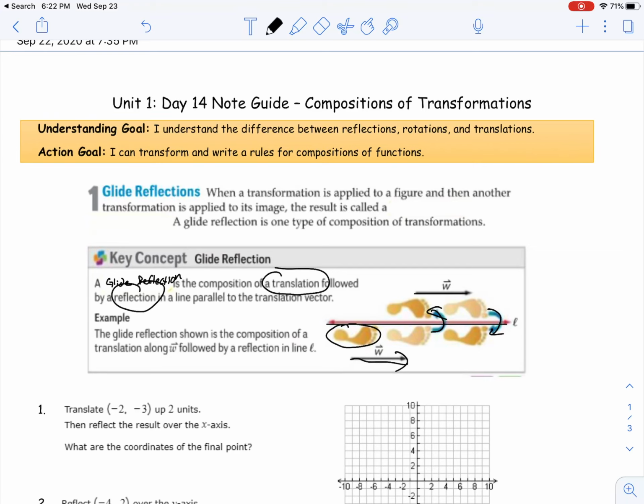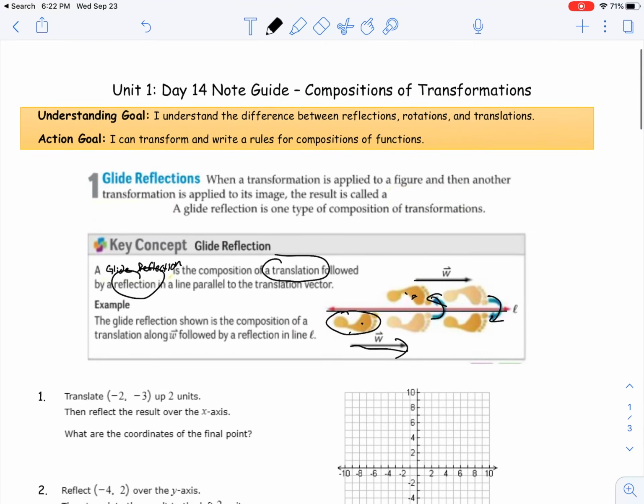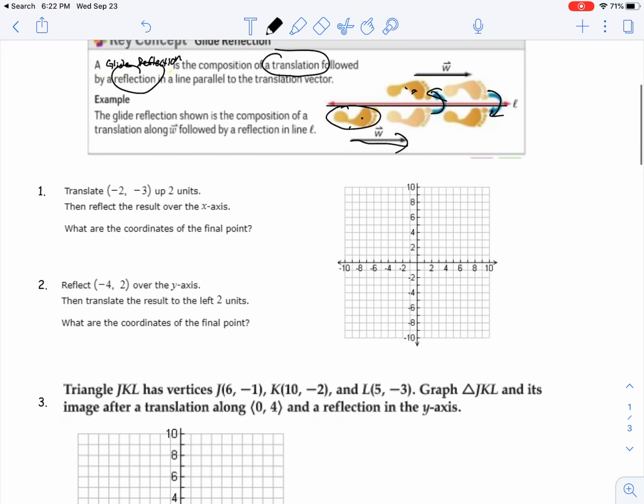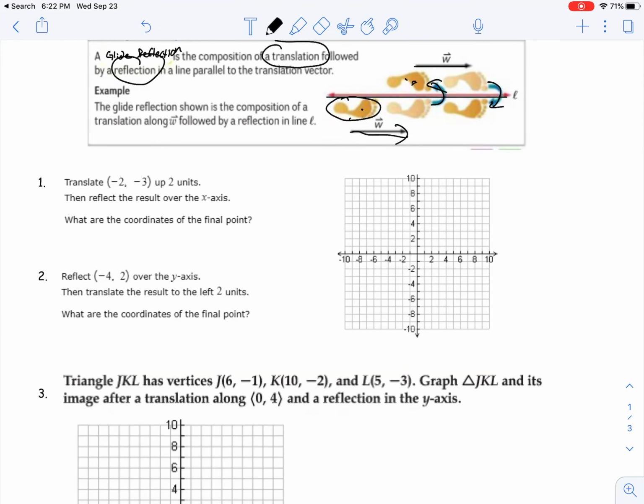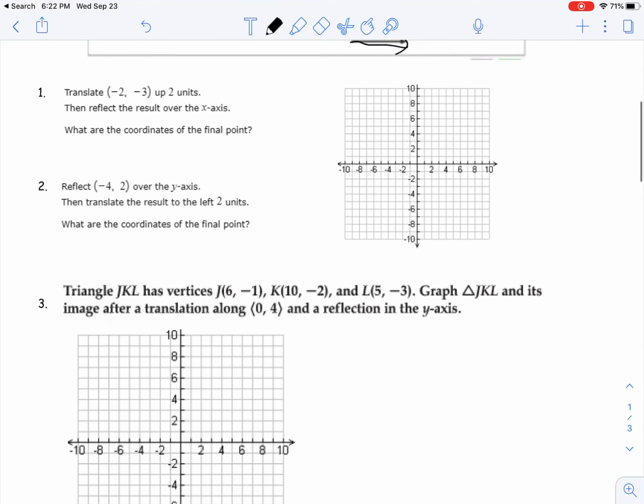Your footprints are actually what this is getting at. If you're walking in a straight line, your footprints are reflected because they're opposites, right? So they reflect over a straight line as you walk down maybe the hallway. So that's a glide reflection.